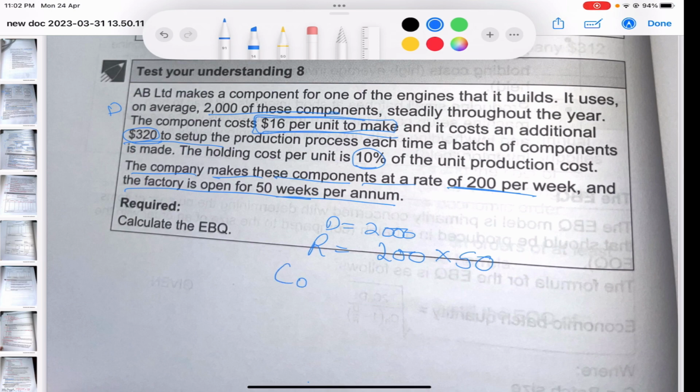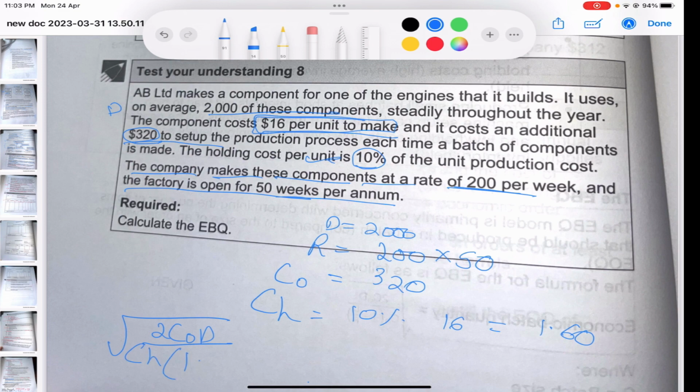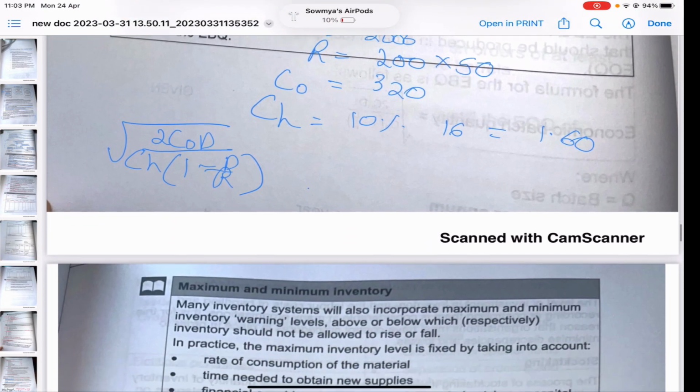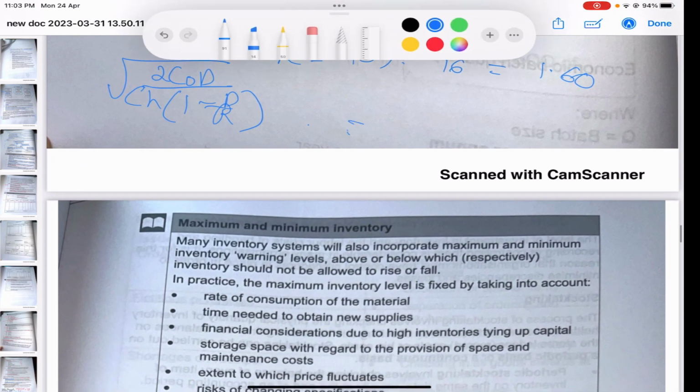And what is the cost of setting up one unit? The cost of setting up one unit is 320, given in the question. And what is my holding cost? Holding cost is 10% of the production unit cost, which is 1.60. Now in my EBQ, 2CoD upon Ch(1 minus D/R), I'm just going to substitute the values and get my answer. And it is going to be 1000 units.